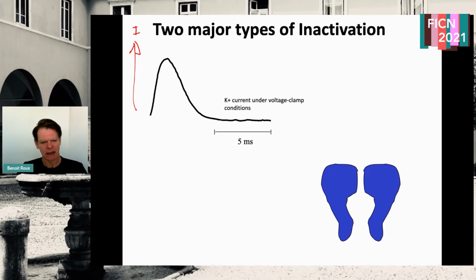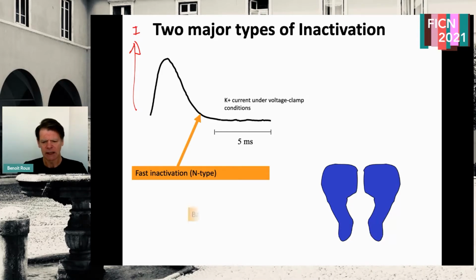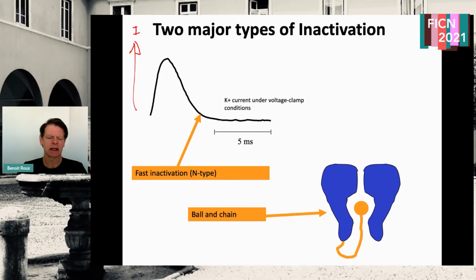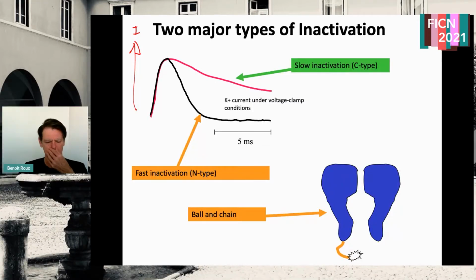And then people like Francisco Bezanilla realized that this is inactivation, and inactivation is structurally related to a part of the protein that has been named the ball and chain mechanism. And if you remove the ball and chain, then this fast inactivation goes away. So now you don't have the reduction of current, which was basically caused by the ball blocking the pore. But now you get what people call slow inactivation.